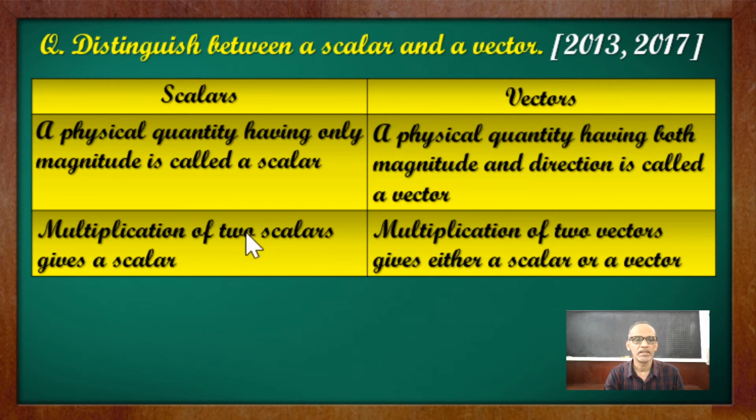When we multiply two scalars, we always get a scalar quantity. Whereas, when we multiply two vectors, we may get either a scalar or a vector. An example for that we are going to learn later in detail. So for the exam, you remember these are the two differences. Important question.